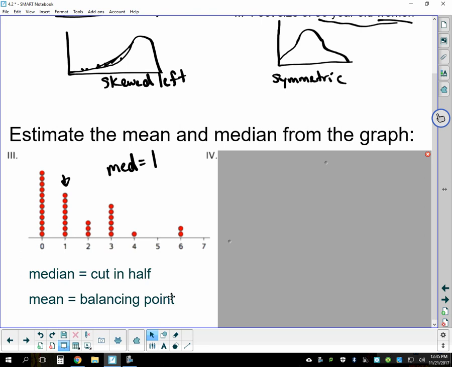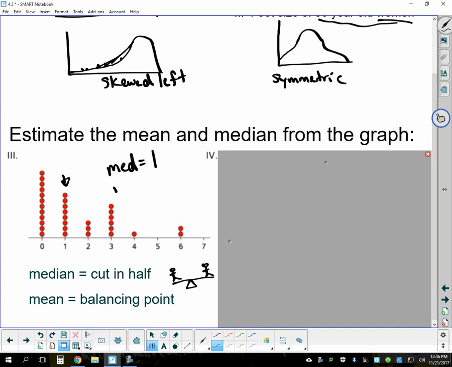Now when you're thinking mean, think not cutting in half anymore, think about your balancing point. Think about a teeter-totter. If you have 2 people on a teeter-totter, you're not necessarily going to cut it in half, because what happens if one person is much heavier than the other person? They're not going to be able to move that teeter-totter up and down. So what you do is you find the balancing point. You would have to move it so that you've got a better balance, and that's what the mean is doing. So your heavy points or your very small points are going to move your mean around a little bit.